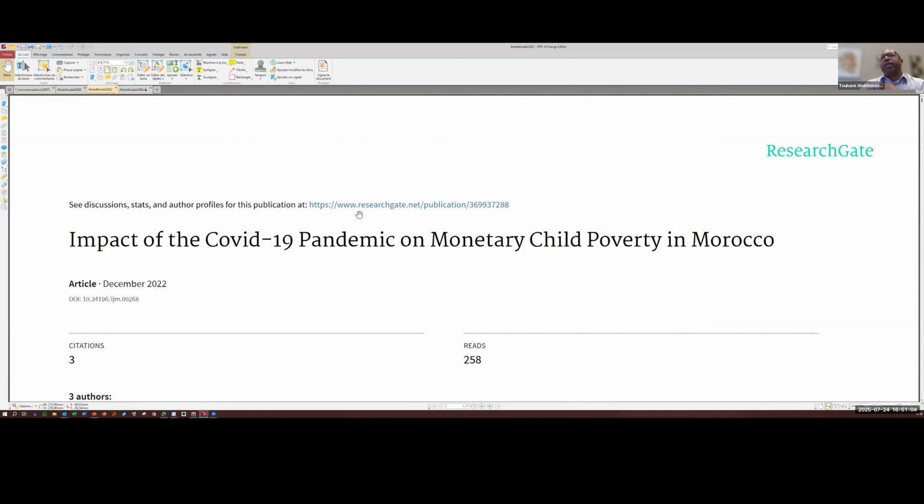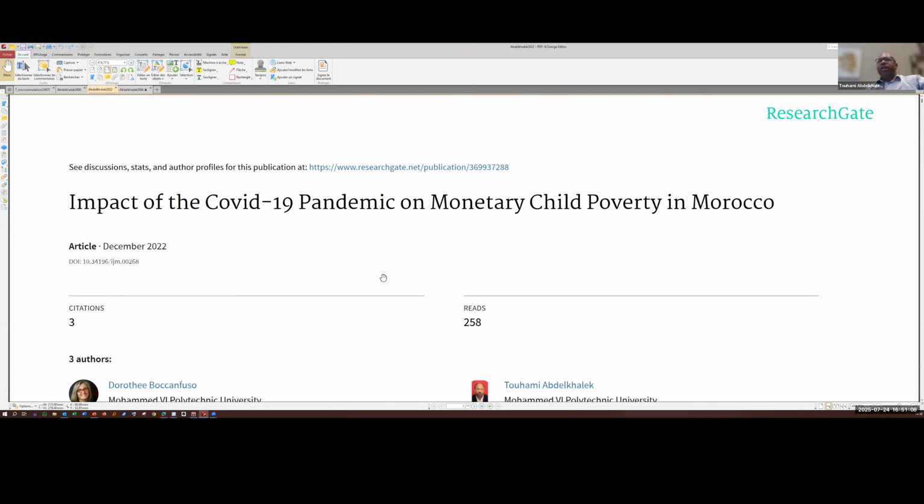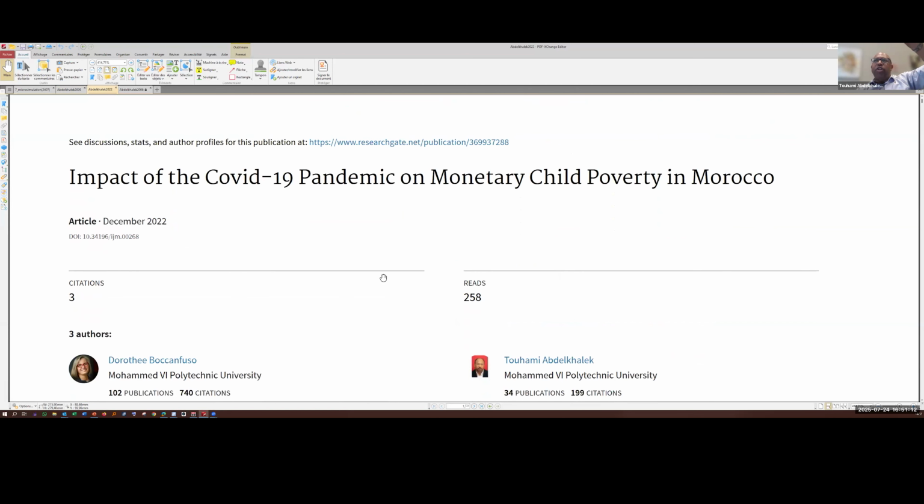The last one is not in a CGE model, but it's the top-down situation here. We are looking at the impact of the COVID-19 pandemic on monitoring child poverty in Morocco. This is published in Microsimulation.